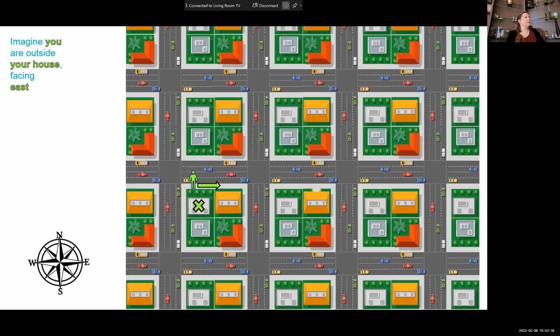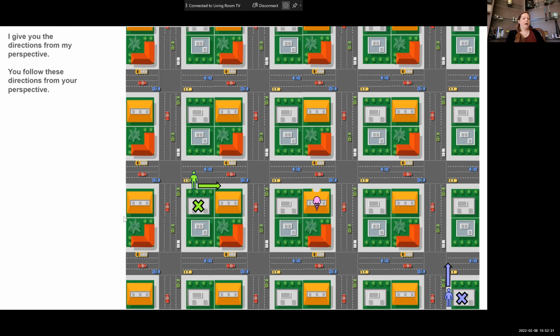Okay, and I'm in my house and I am facing north. Where am I? I'm down here. This is me and this is you. And we want to meet at the ice cream shop, but you don't know where it is. There's the ice cream shop right there, kind of in the middle. You see it? So I know how I will travel.